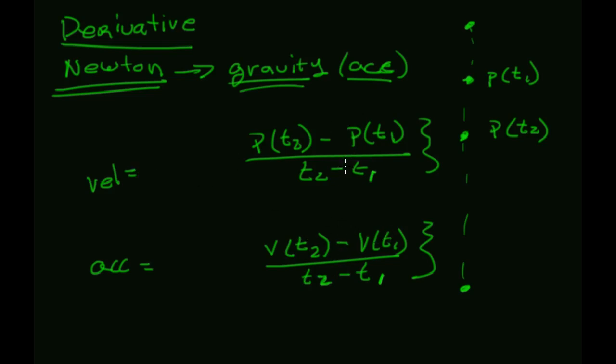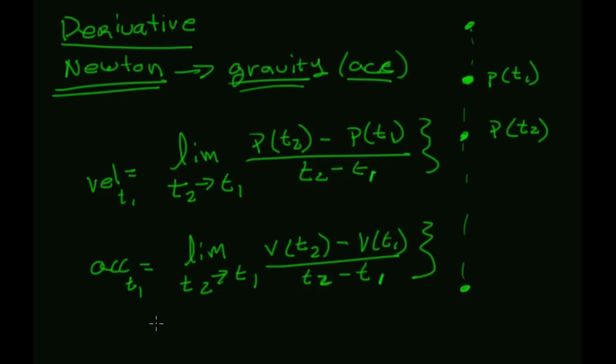But what Newton gets here is that he doesn't want to know what the velocity is on average over this. He wants to know what's the velocity at time 1 instantly, right? So what he does is he applies a limit here. The limit as t2 approaches t1 gives me the instantaneous velocity at time 1. Likewise, the limit as t2 approaches t1 of the velocity will give me the instantaneous acceleration at t1.